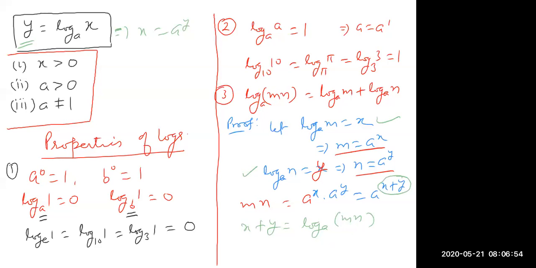So log a m plus log a n is equal to log a mn. So which method have we used? Again, exponent. That is why I told you logs are nothing but exponents only. Now this can be extended to any numbers. There may be 5 numbers, there may be 7 numbers, there may be 10 numbers.